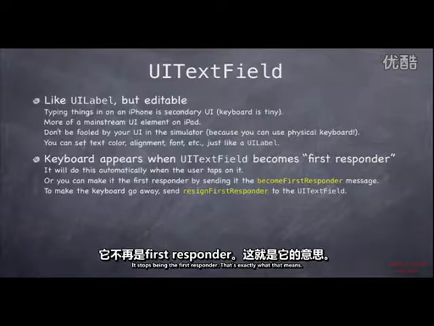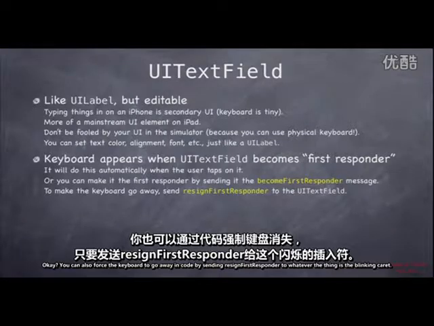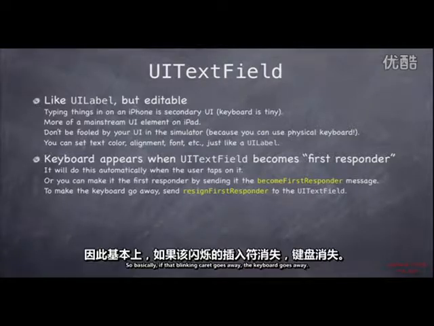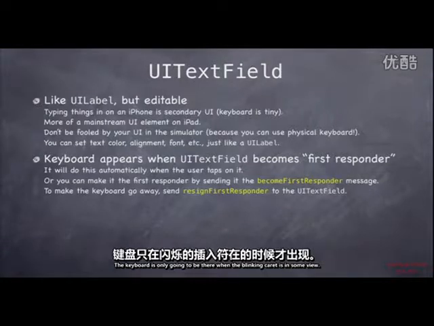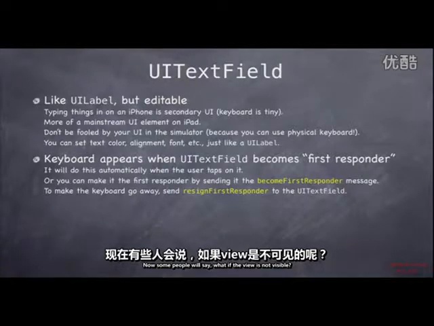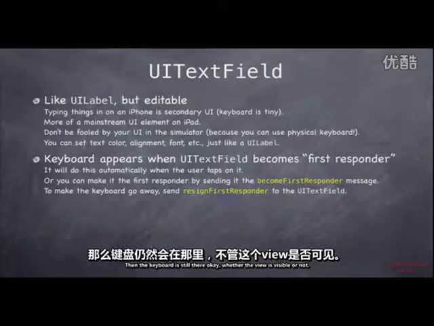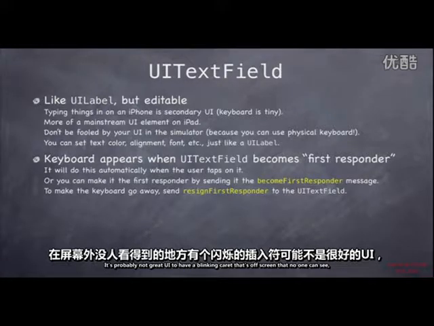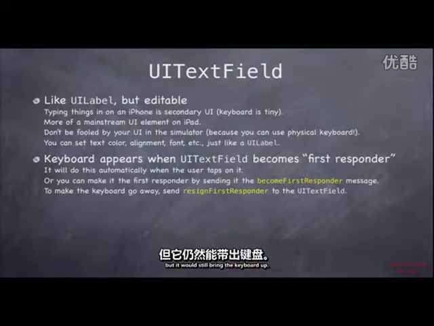You can also force the keyboard to go away in code by sending resign first responder to whatever the thing is that has the blinking caret. Basically, if that blinking caret goes away, the keyboard goes away. The keyboard is only going to be there when the blinking caret is in some view. Now, some people will ask, what if the view is not visible? Then the keyboard's still there, whether the view is visible or not. It's probably not great UI to have a blinking caret that's off screen that no one can see, but it would still bring the keyboard up.